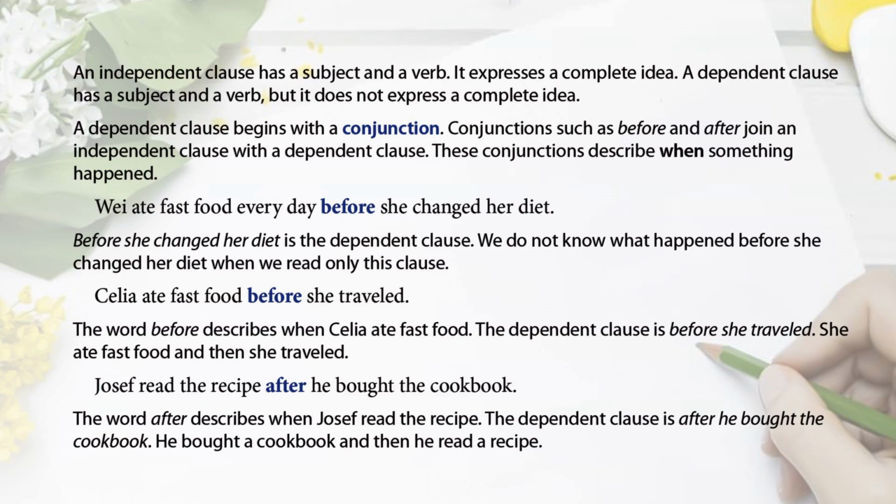Joseph read the recipe after he bought the cookbook. The word after describes when Joseph read the recipe. The dependent clause is after he bought the cookbook. He bought a cookbook and then he read a recipe.